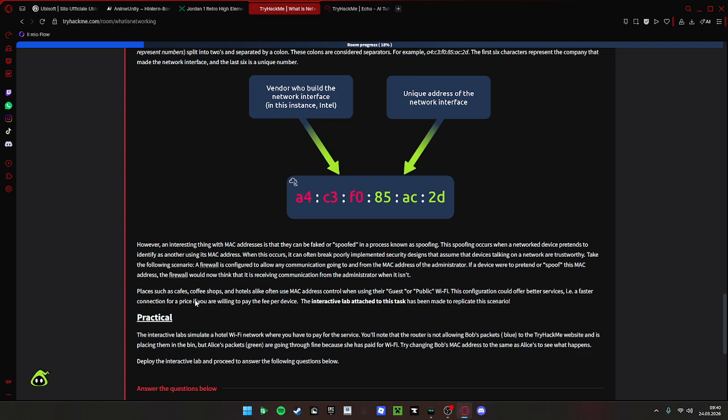Places such as cafes, coffee shops, and hotels often use MAC address control for their guest or public Wi-Fi. This configuration could offer better service, a faster connection, for a price if you are willing to pay a few dollars per device. The interactive lab adapted to this task has been made to replicate this scenario practically.